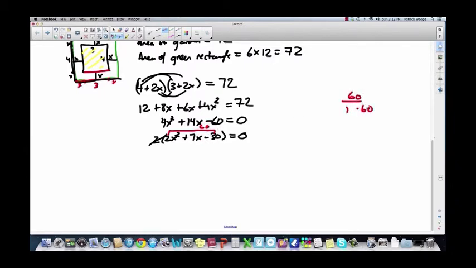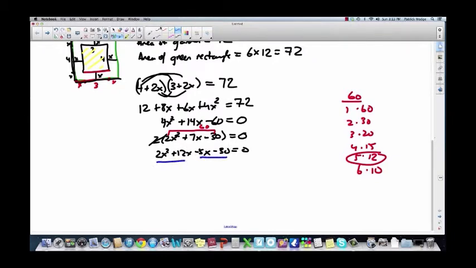Okay, 1 and 60, 2 and 30, 3 and 20, 4 and 15, 5 and 12, 6 and 10, and that's all of them. Subtract to 7. There they are, right there. So decompose 2x squared plus 12x minus 5x will give us that 7x, minus 30 equals 0. Pair them up.